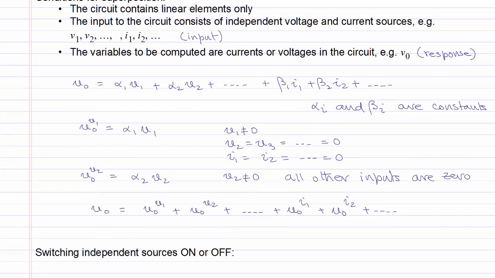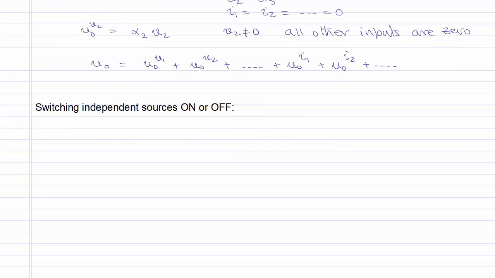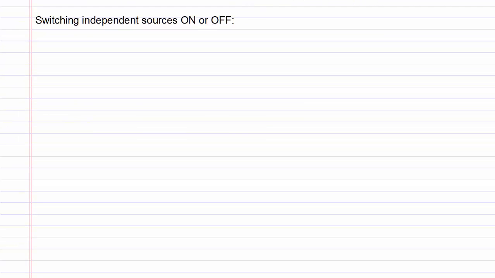Before proceeding with an example, we will consider in detail what is meant by making the independent voltage or current source value equal to 0. Recall that in superposition, we have only one non-zero input source and all the other sources are equal to 0. For example, we have V1 not equal to 0, and V2, V3 and so on equal to 0, and also I1, I2 and so on equal to 0. When the value of a source is non-zero, we say it is on or switched on, and when the value is 0, we say that it has been switched off.